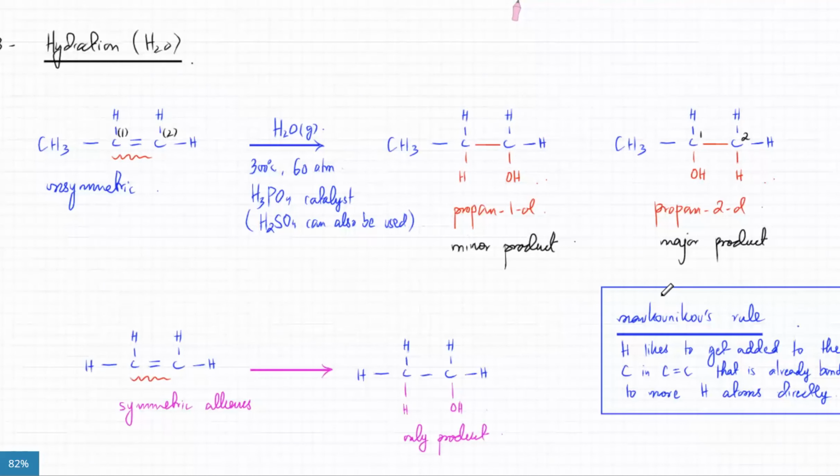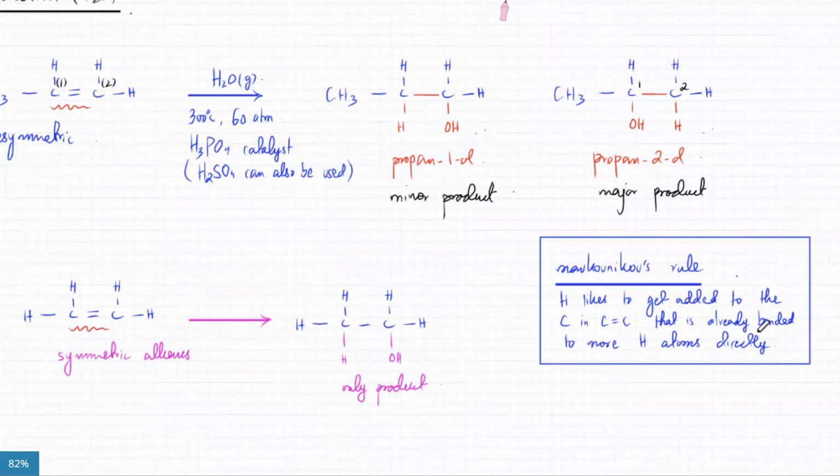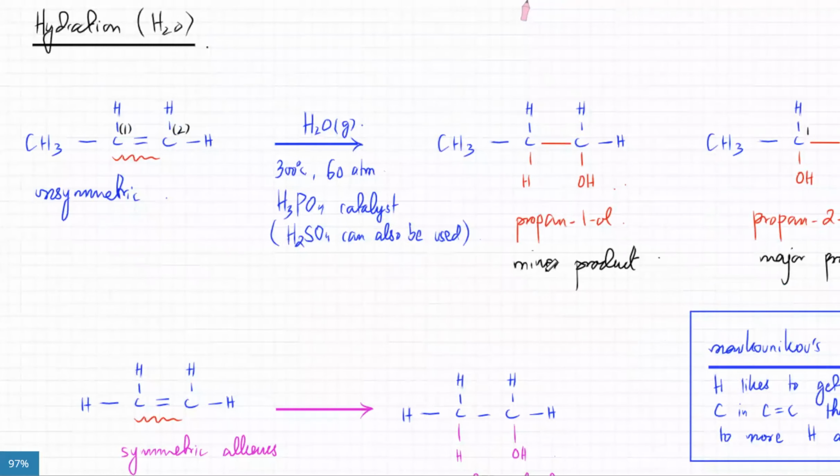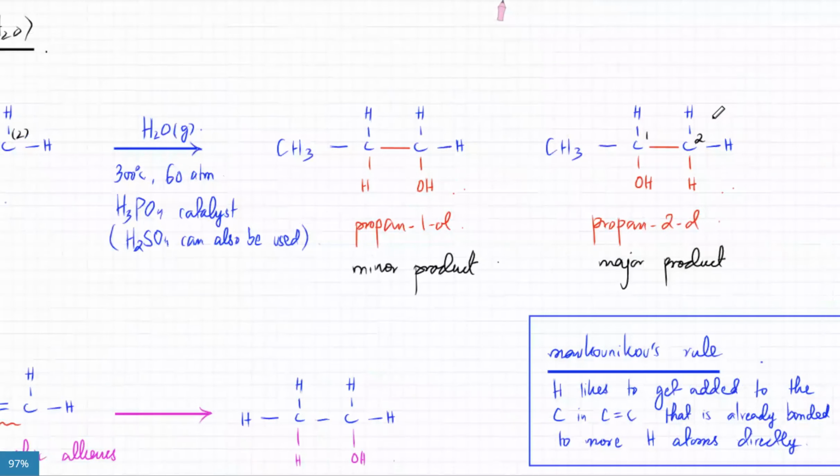And the major product, the Markovnikov's rule was that the H likes to get added to the carbon in the double bond that is already bonded to more H atoms. So if one of the carbons has 2 H's and the other one has just 1 H directly bonded to it, then the H likes to be bonded to the carbon that's already bonded to more H atoms. Is that clear? Do you remember the rule?